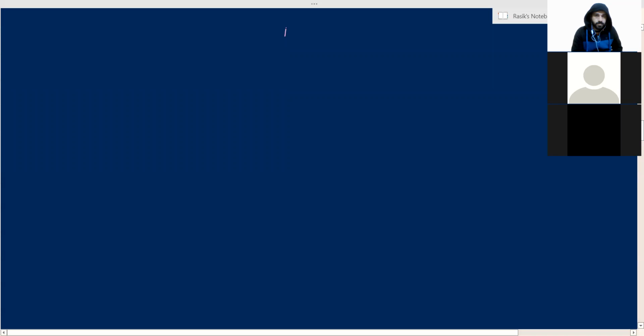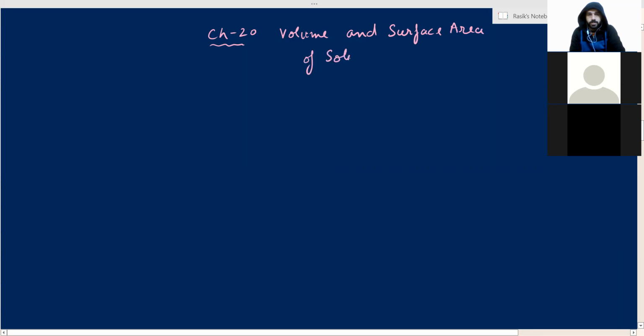Chapter 20. Volume and surface area of solids. Okay. This is the chapter.